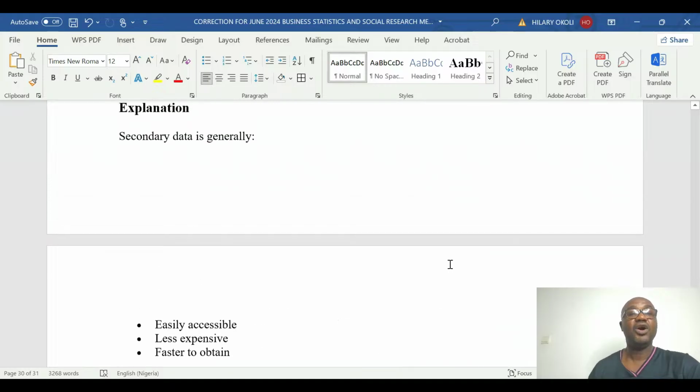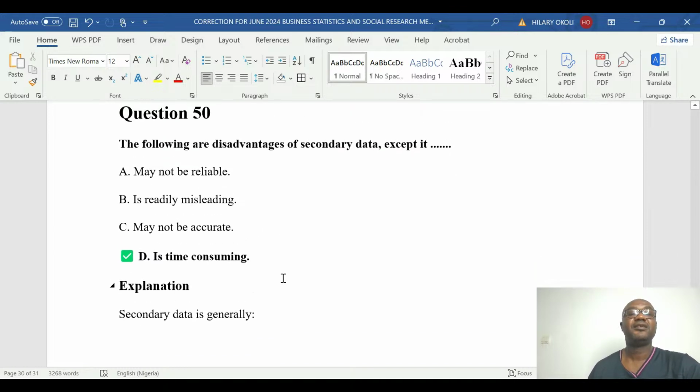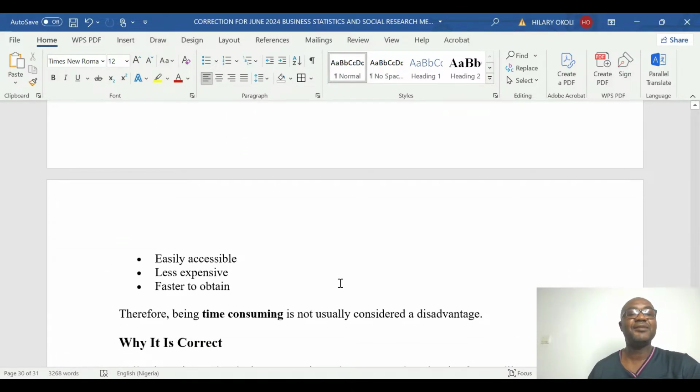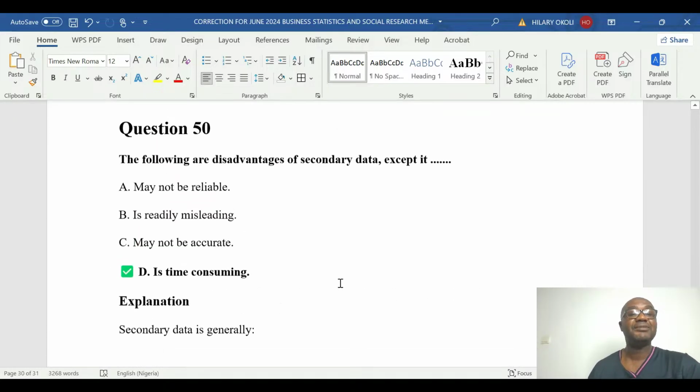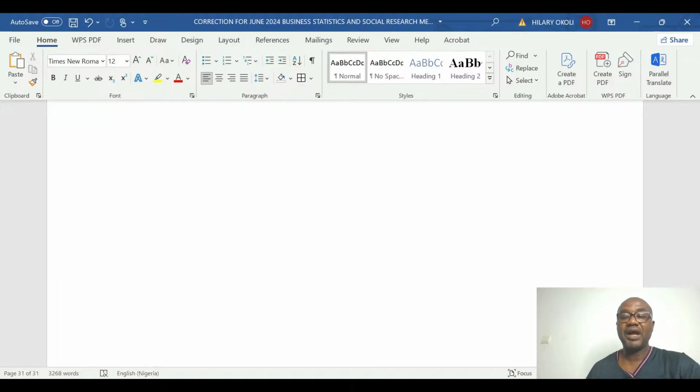I think that is all. And this says the following are disadvantages of secondary data except. It is a question with except, so read it to the end. The exception is time consuming. That is the negation there. Secondary data is generally easily accessible, less expensive, and fast to obtain. So the exception here is time consuming. That is what we have on that.